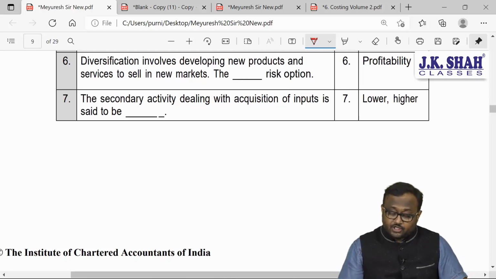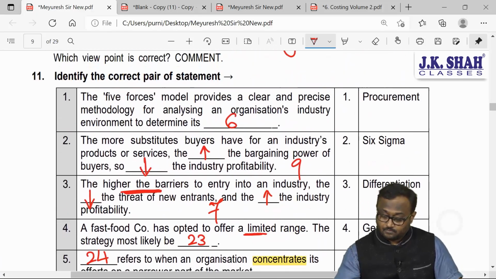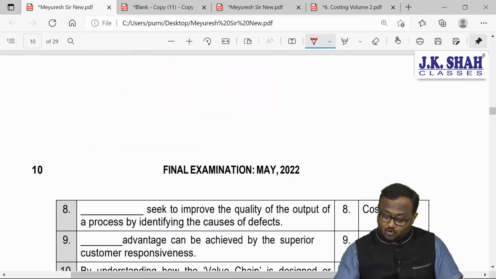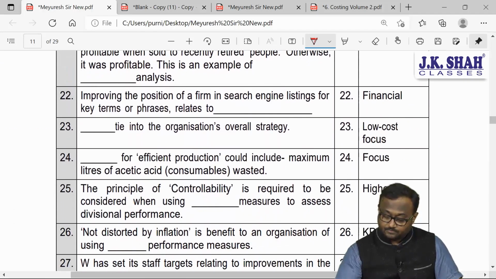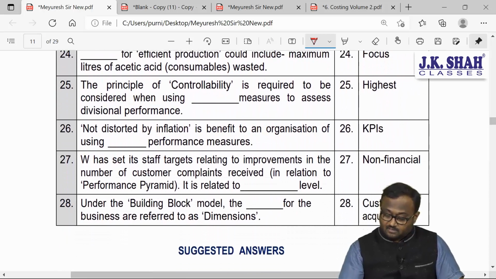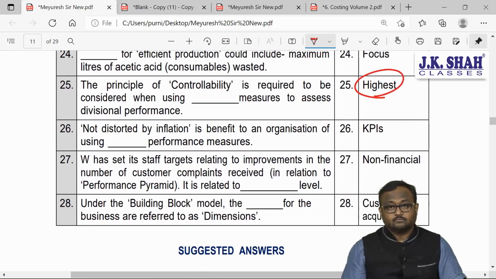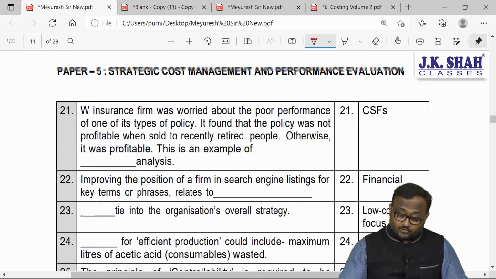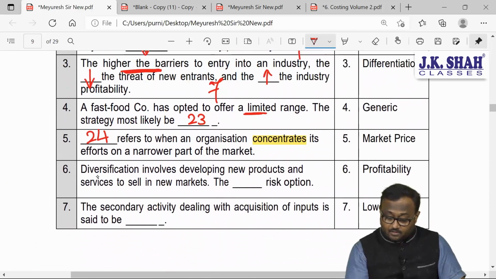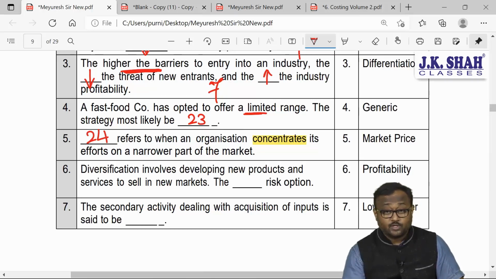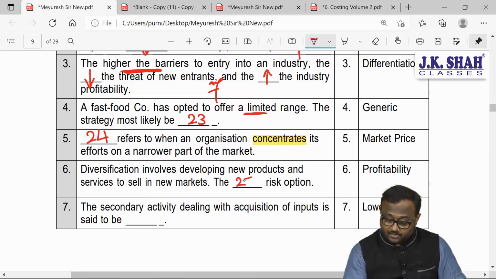Six, diversification involves developing new products and services to sell in the new market. The dash risk option. What do you think? What can be the answer? Highest risk option, because if you are launching a new product, if you are going for diversification, huge cost is involved. You don't know whether your product will get clicked or not, so it's a high risk option.